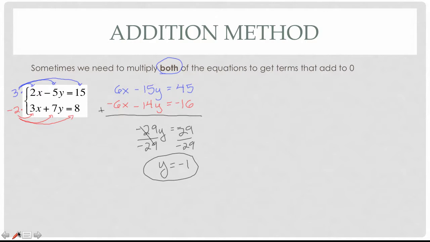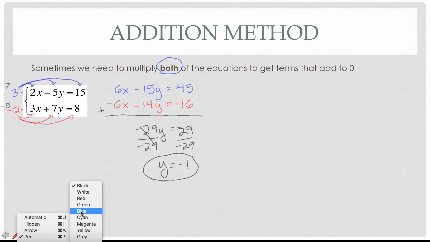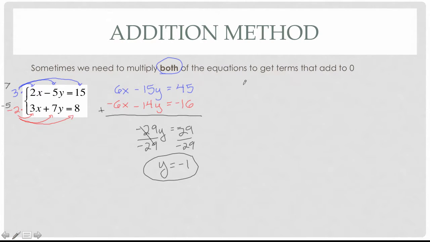Rather than back substituting, what if I multiply again? What if this time I want to get rid of the y's and solve for x? Well, this time let's multiply the top by 7 and the bottom by -5. On the top, if I multiply by 7, I get 7 times 2x is 14x, minus 7 times 5 is 35y, equals 7 times 15 is 105. So that's the first equation. I just multiplied everything by 7.